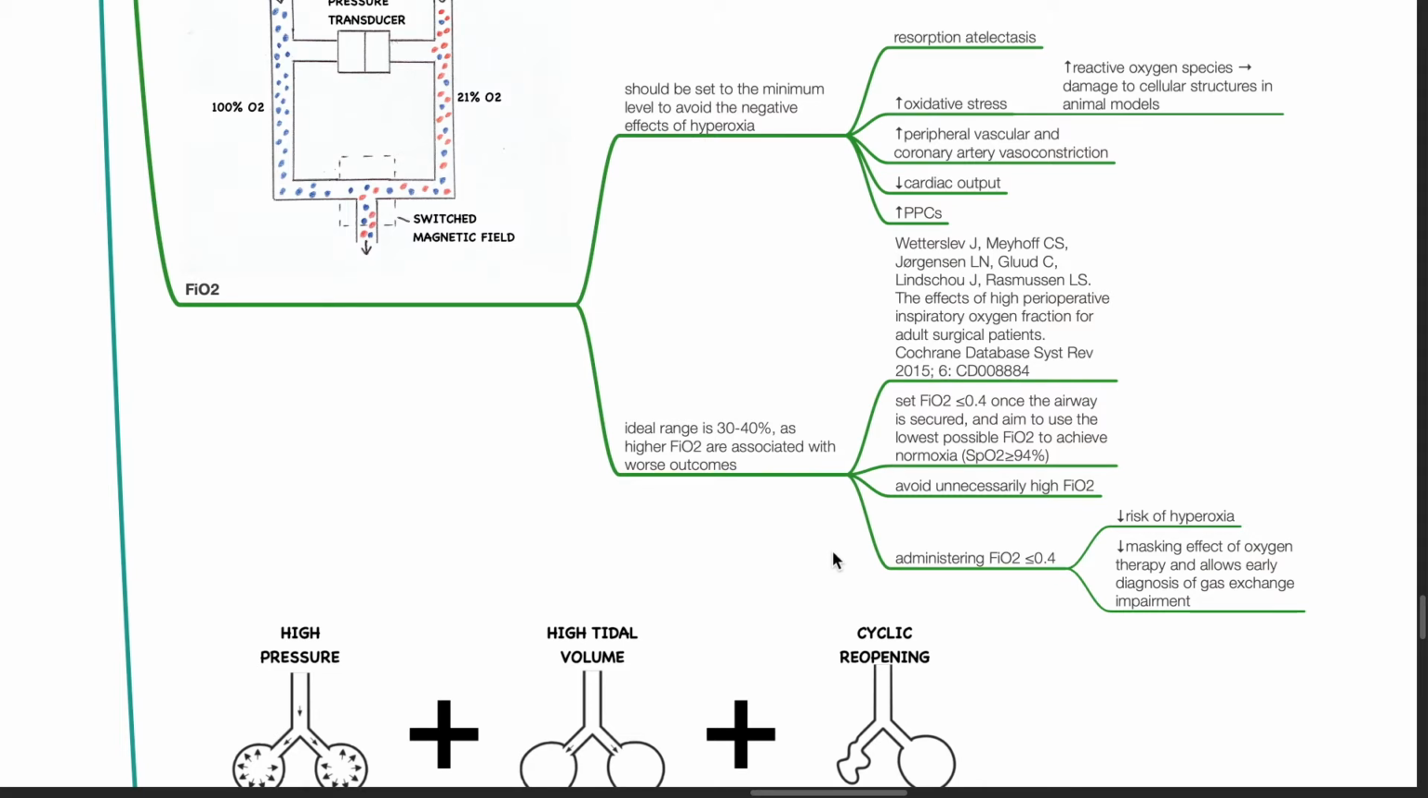Set FiO2 to 0.4 and below once the airway is secured, and aim to use the lowest possible FiO2 to achieve normoxia, SpO2 of 94% and above. Avoid unnecessarily high FiO2. Administering FiO2 of 0.4 and below reduces the risk of hyperoxia and reduces the masking effect of oxygen therapy and allows early diagnosis of gas exchange impairment.